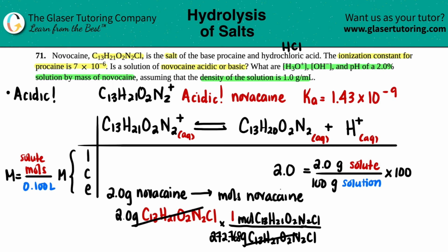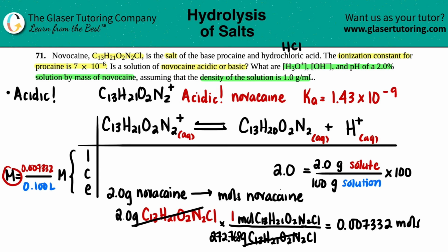We're going to do 2 divided by that number. And I try not to round as much as I can because this is not the final answer. So it's 0.007332, we'll say. And that's moles. And that's now going to go on the top. So I can just erase this. And maybe I'll put 0.007332. And that's moles, right?